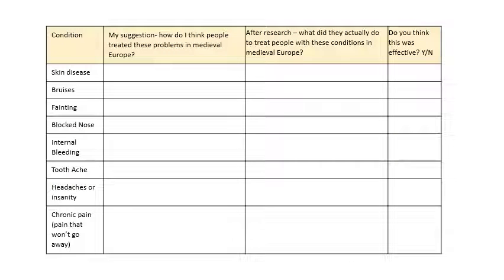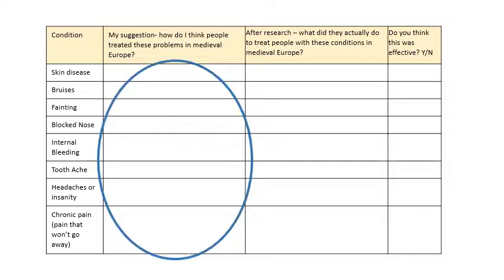Now, the first thing to do is, instead of doing a bit of research, I'd like you to have a think, what do you think people did to treat some of these illnesses? So for example, the first one there, skin disease or bruises or fainting. What do you think a medieval medical treatment might have been? So before you do any research, pause the video now and fill in the first column of your table.